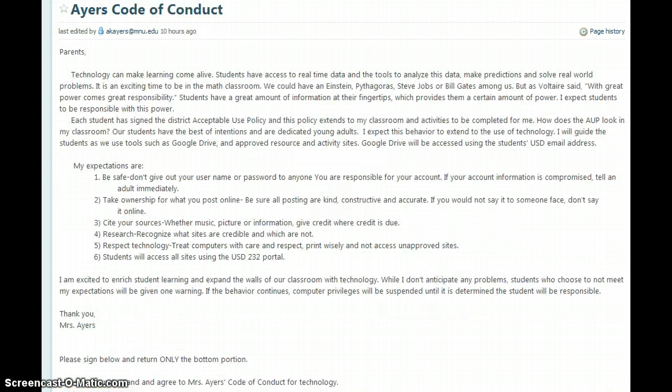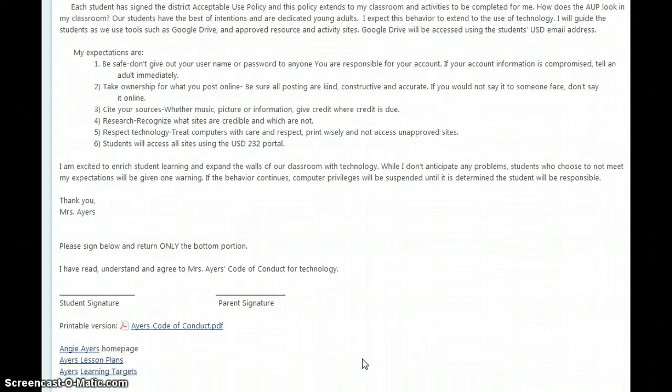I created a code of conduct I want my students to follow when using technology in my classroom. All students in the district sign an acceptable use policy, and my code of conduct is an extension of the district policy. I think it's important to teach students responsibility for their behavior, and my code is focused around responsibility and being safe online. I've also included a printable version of this code of conduct so parents can print it off, sign it, and then if they choose, put it on the fridge to reference later.